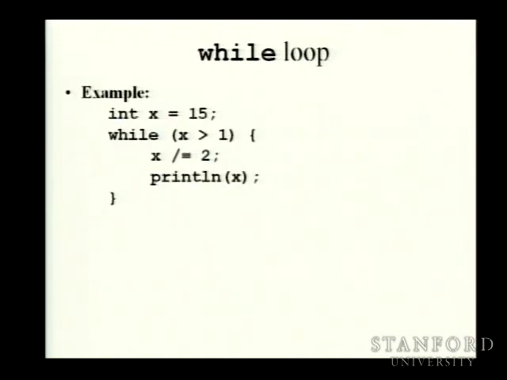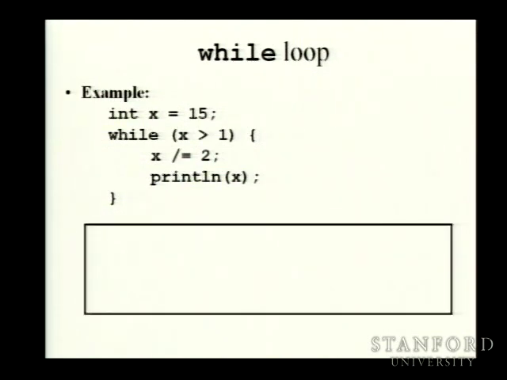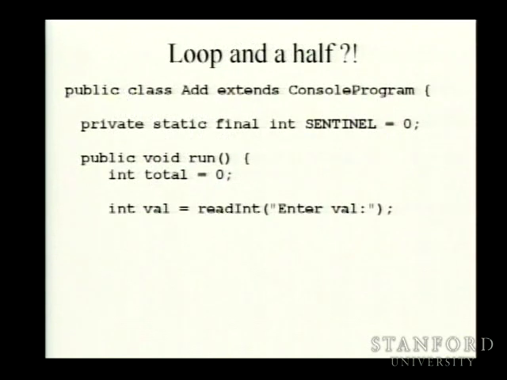x starts with the value 15, while x is greater than 1. Every time through, we're going to divide x by 2 and write out the value. So first time, x has 15. 15 is greater than 1. We divide by 2. We do integer division, so we get 7. We write that out and go back up there. 7 is greater than 1. We get 3. We do it again. We get 1. When we do 1 divide equal 2, what do we get? 0, which is not greater than 1, so we're done. Okay, dope.